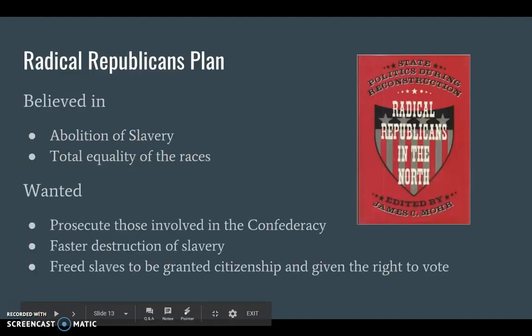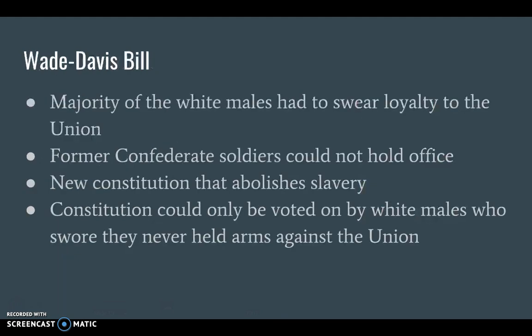The plan that the Radical Republicans had, they believed in abolishing slavery and total equality of the races. They wanted to prosecute those involved in the Confederacy, and they wanted faster destruction of slavery. They also wanted the freed slaves to be granted full citizenship and given the right to vote. In July 1864, Congress passed the Wade-Davis bill. The bill offered a plan much harsher than Lincoln's plan.